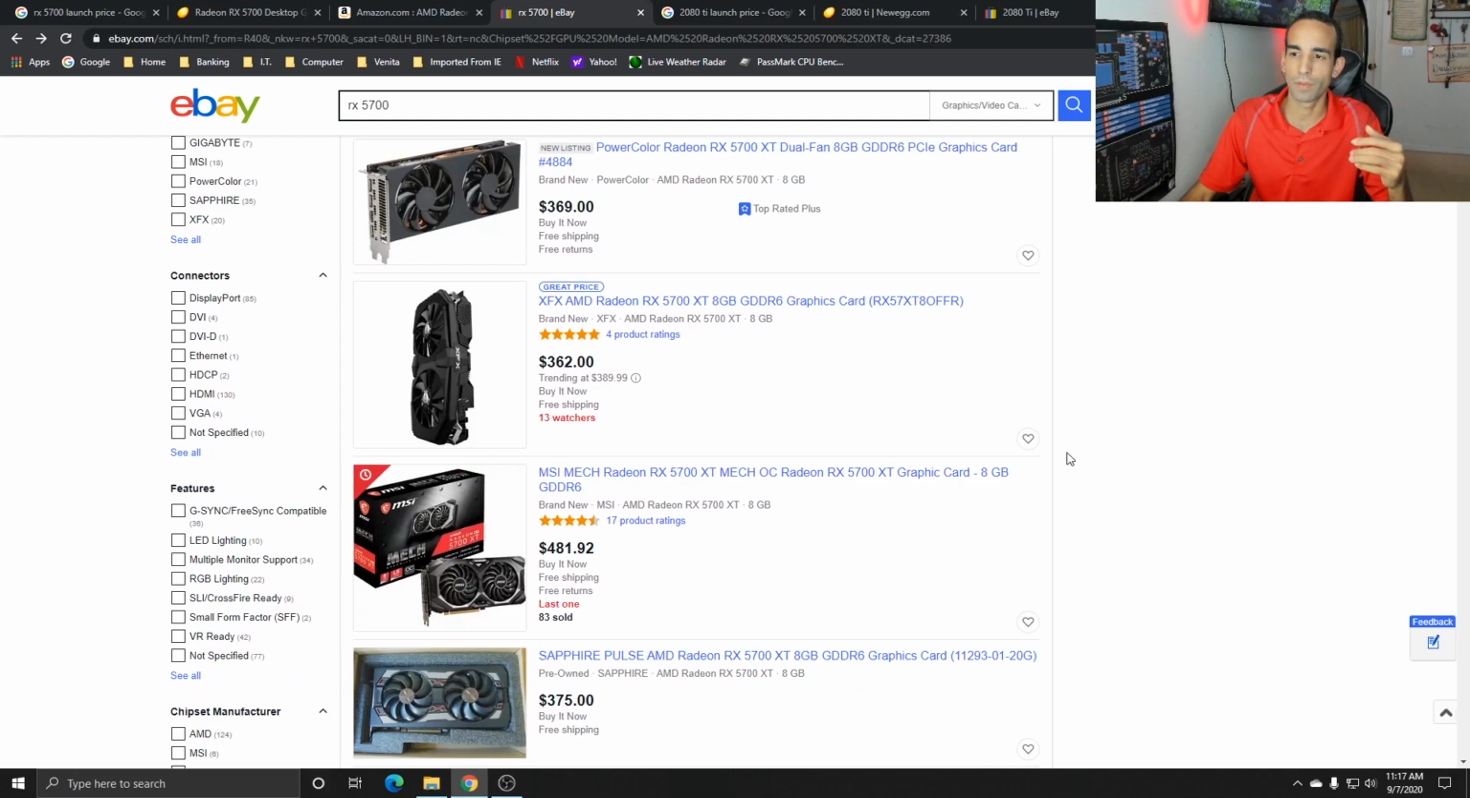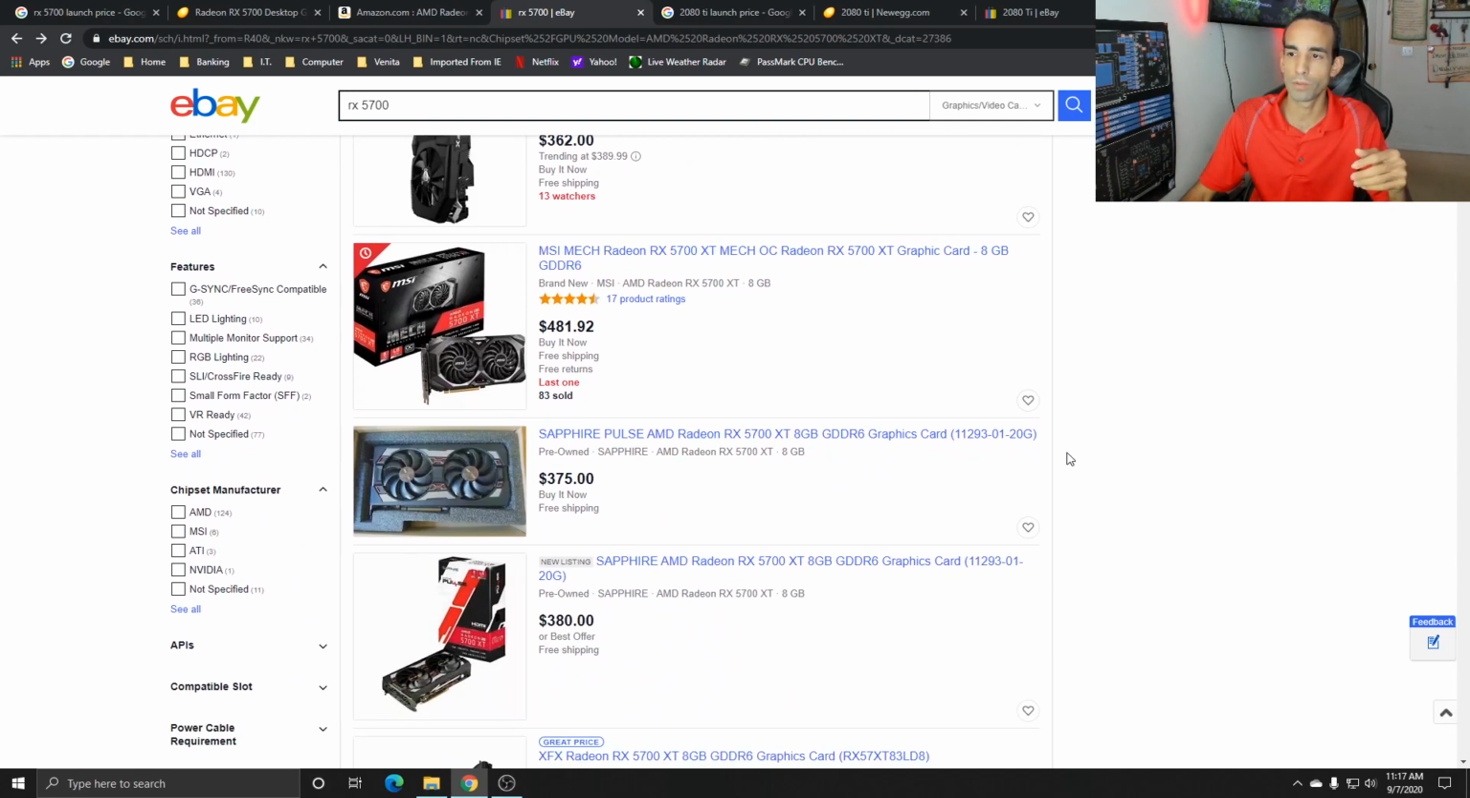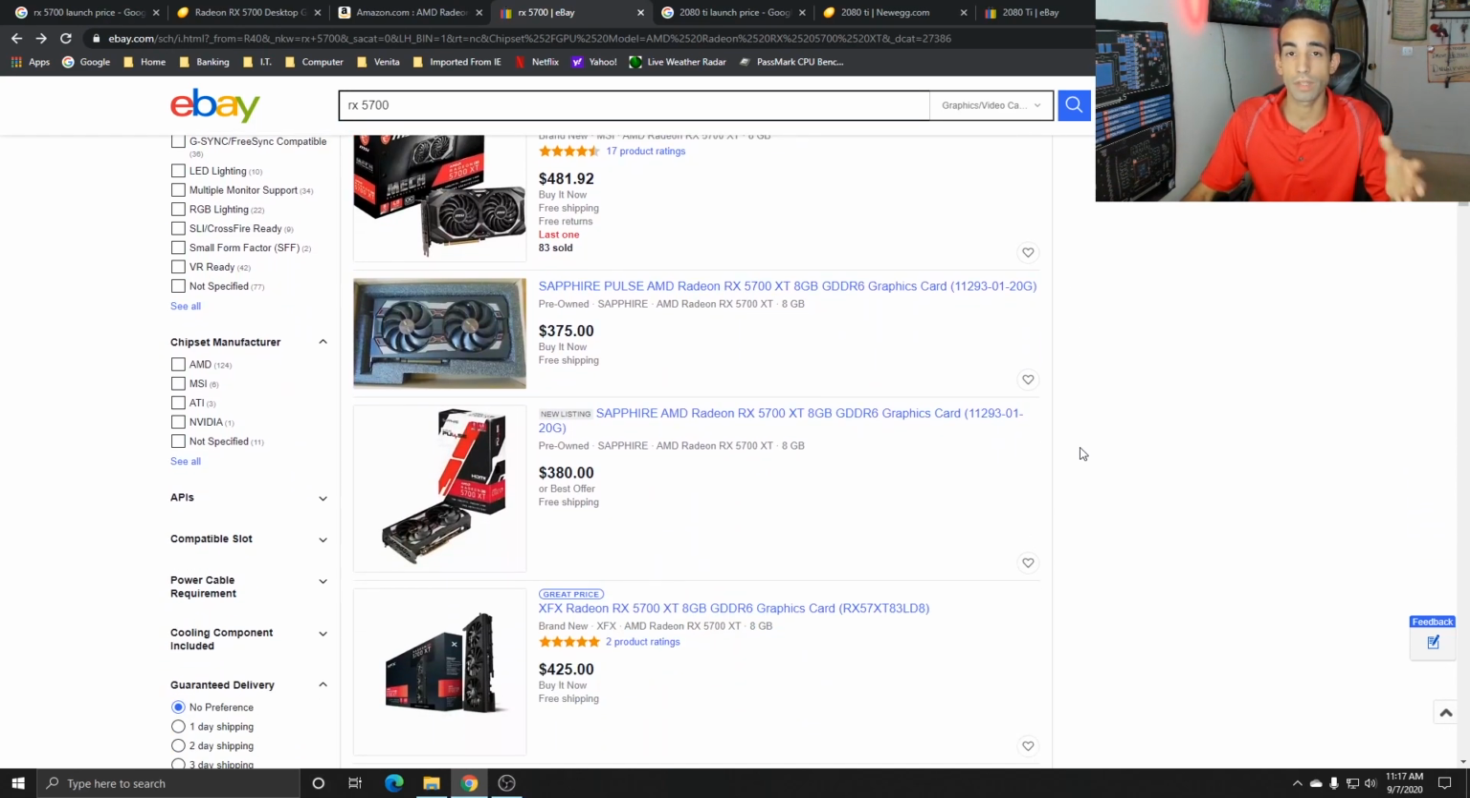And then we have the Mac, which is overpriced. We got the Sapphire Pulse, which is $375. So it's around the same price. Why is that? Well, we got miners who've increased the demand for it, because you can build a pretty good rig that has a decent ROI for these GPUs. And the resale value is still there.